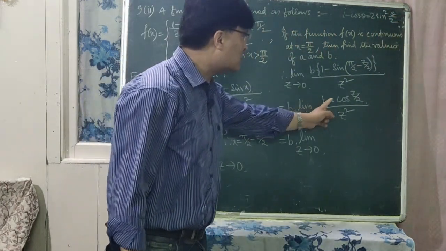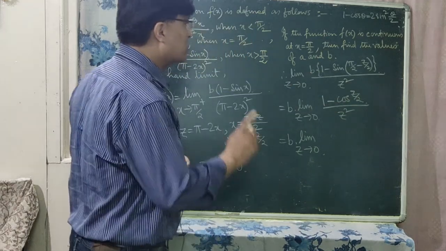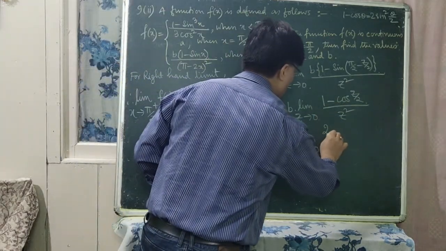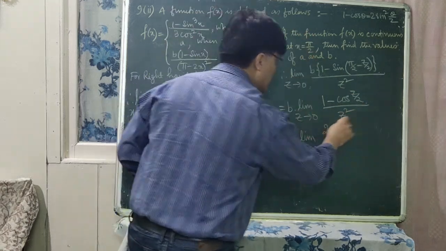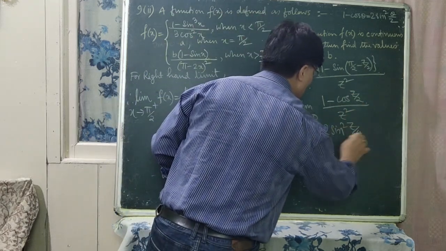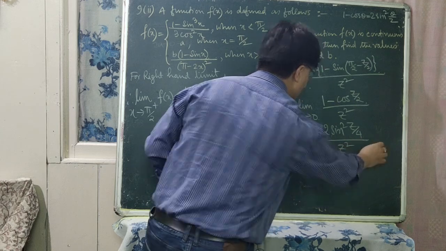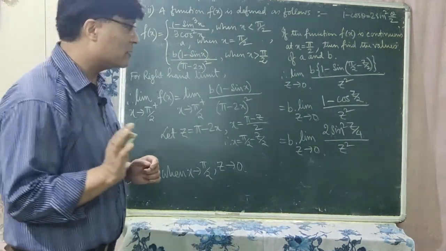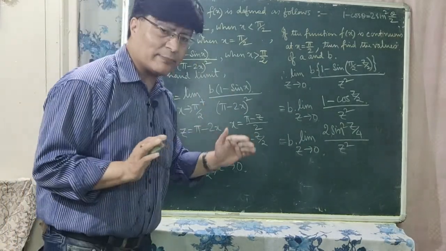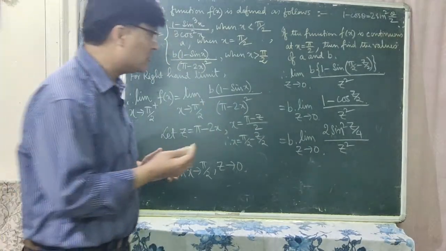But here it is 1 minus cos z by 2. So it will be 2 sine square z by 4. 2 sine square, here theta is z by 2. So z by 2 upon 2 means z by 4, divided by z square. So I think you have understood it. Okay. So sine square z by 4 means you can write it 2 times, right?